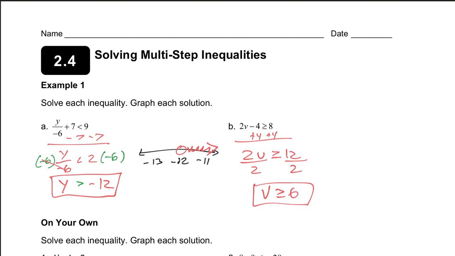So there's my solution. To graph this, make my number line, I'm going to put in 5, then 6, then 7. This is a closed circle on 6, and I'm going to shade to the right and put my arrow at the end.